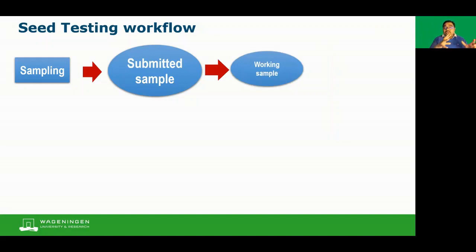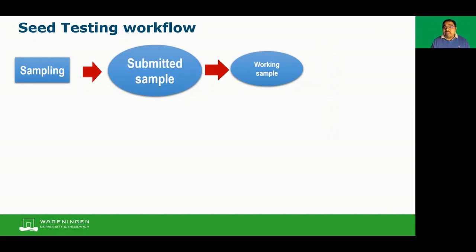And so we need to reduce it to a working sample. As a thumb rule, normally we halve it. So we take half and use it as a working sample, and we work with those working samples. How much should the submitted sample be for every crop, and how much should the working sample be? These are again specified in the ISTA seed rules. What the submitted sample should be and what the working sample should be, all these things are specified.